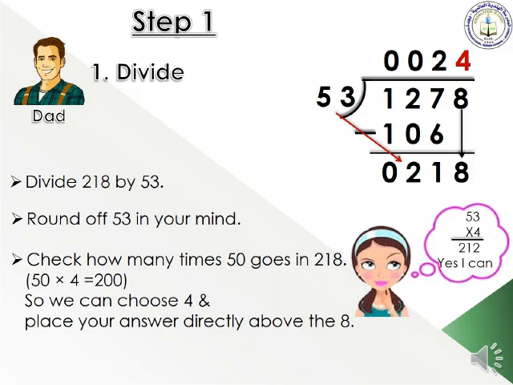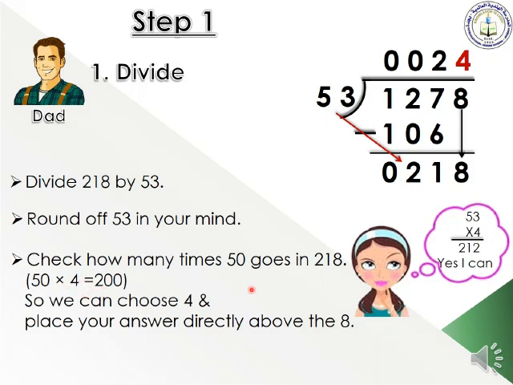Again we came back to our dad for repeating. What is our dad doing? Divide. Then 218 divided by 53 we have to do now, right? How many 53s can go into 218? For that we are taking 50s, it is easy for you. How many 50s will go into 218? 50 into 4 is equal to 200.